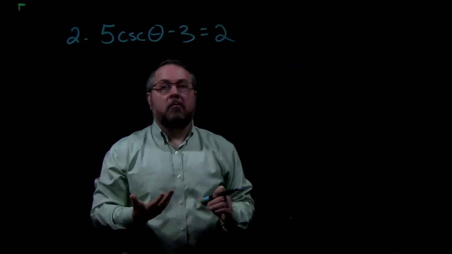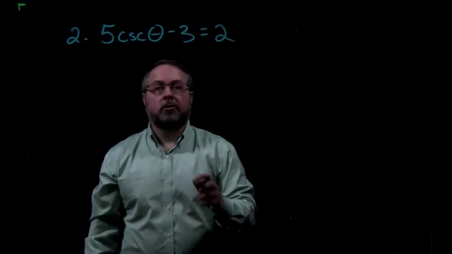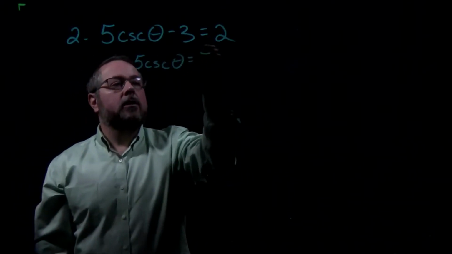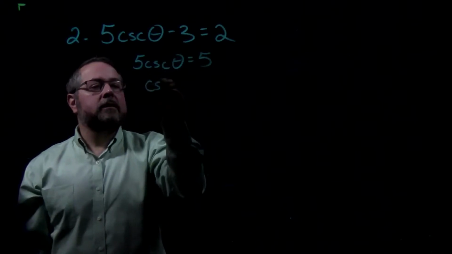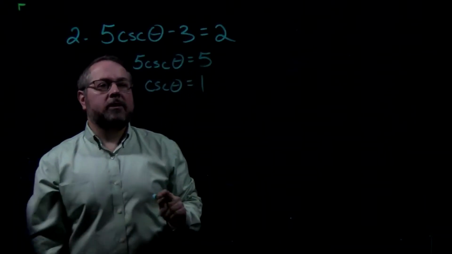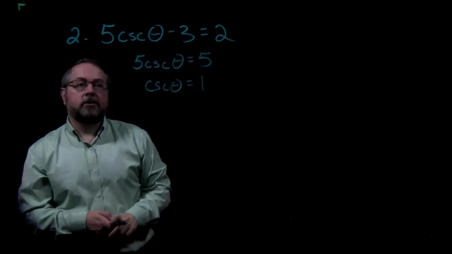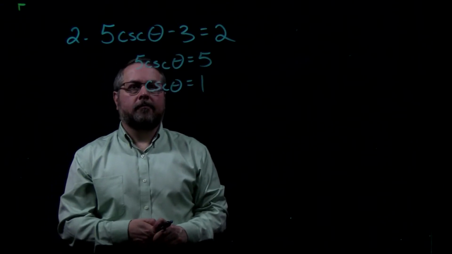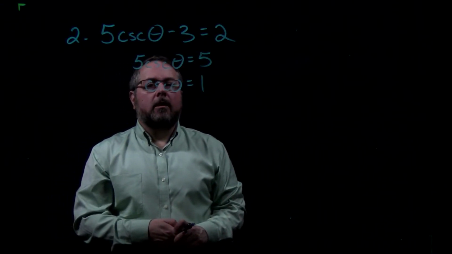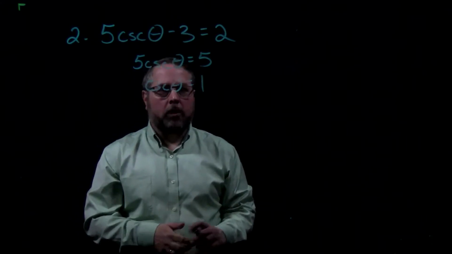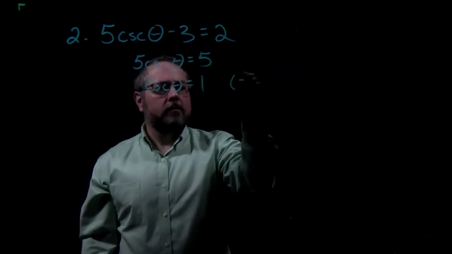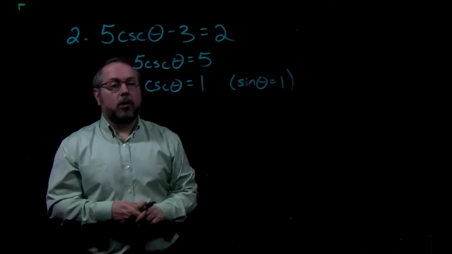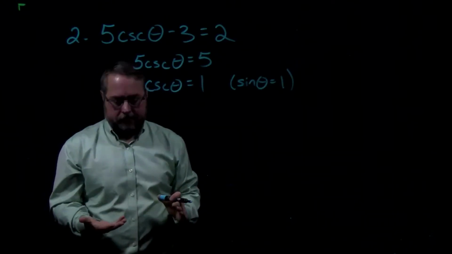We'll solve it the same way we would solve 5x minus 3 equals 2. That is, we'll isolate the trig function by itself on one side. We'll start by adding 3 to both sides, then dividing both sides by 5. The equation reduces to cosecant theta equals 1. Okay, so remember that cosecant is 1 over sine. So if cosecant theta equals 1, that's the same thing as saying sine theta equals 1.